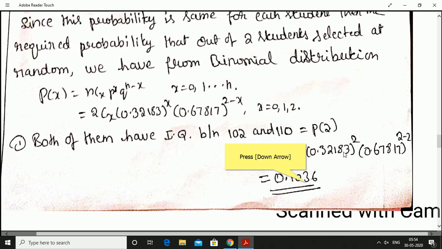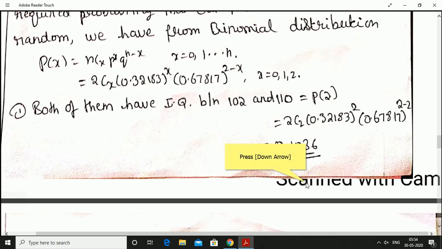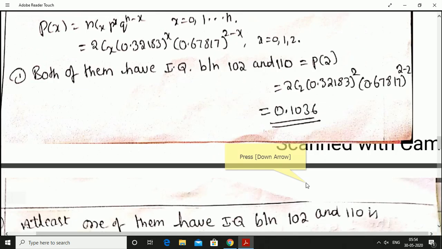Now, first required probability: both of them have IQ between 102 and 110. Both of them means only two students are there. Required probability is P of 2. Substitute x is equal to 2 in this probability mass function. It comes out as 0.1036.